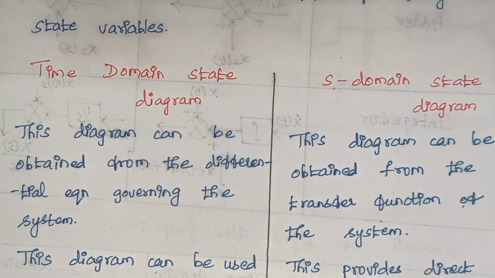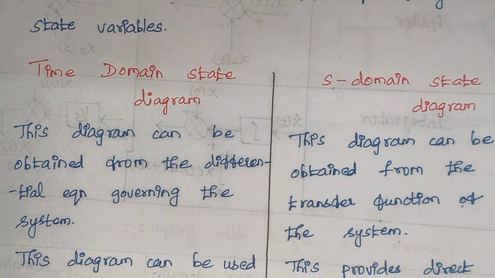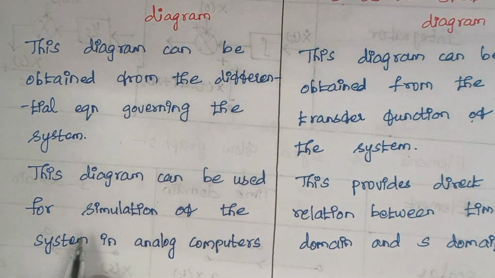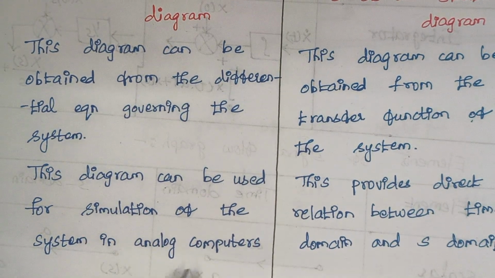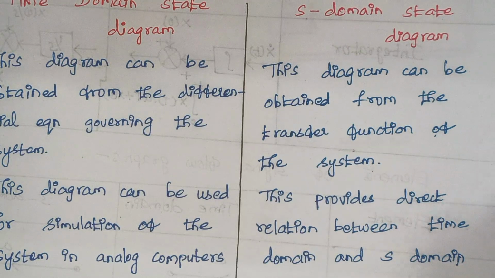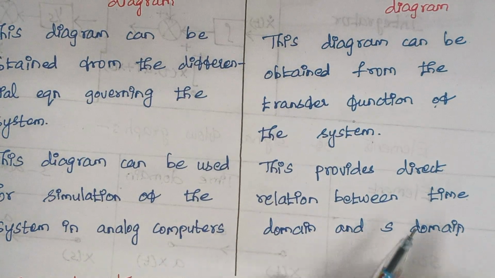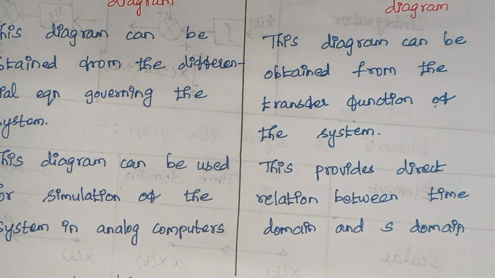And the differential equations we all know, right? We will be having three basic elements: mass, spring and dashpot, and we will be writing the force balance equation, and finally we will be representing it in the form of differential equations, right? The time domain diagram is used for simulation of systems in analog computers, right? In analog computers this is most commonly used, whereas the S domain state diagram provides the relationship between the time domain and S domain. As we all know, whenever you take the Laplace transformation of time domain, the corresponding answer will be in S domain, right?